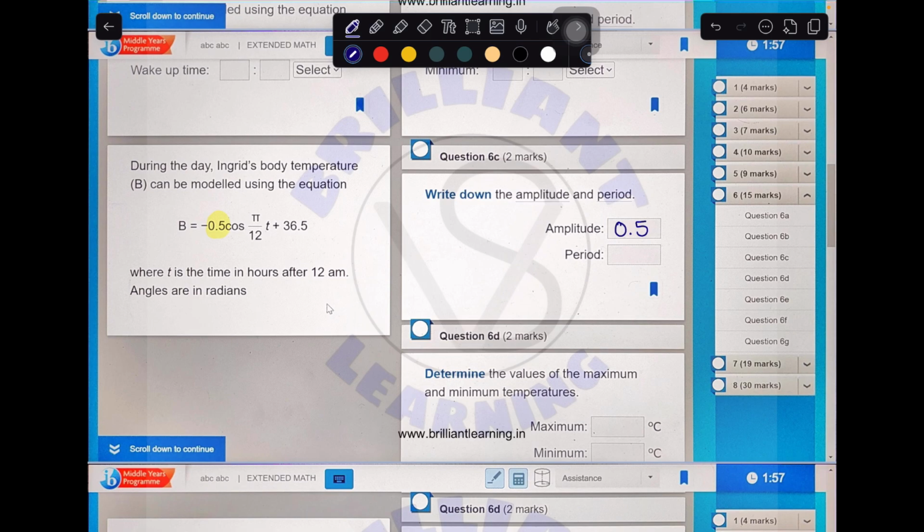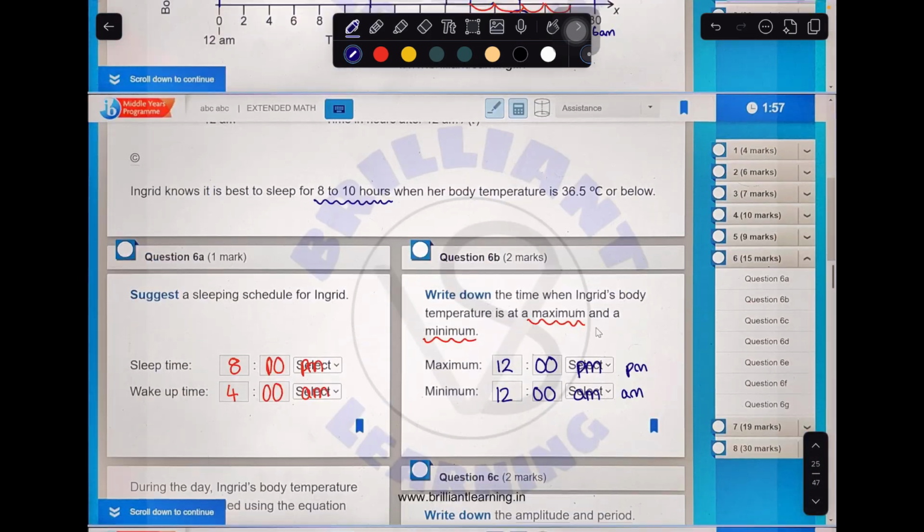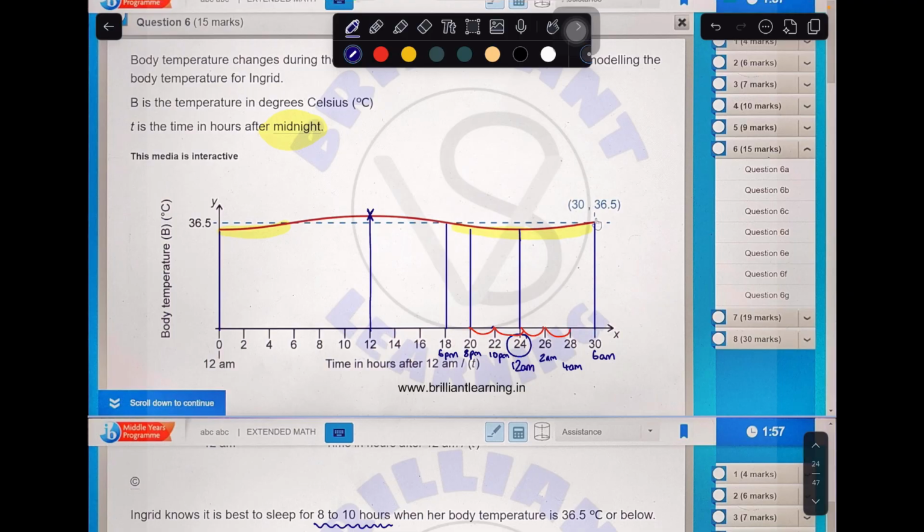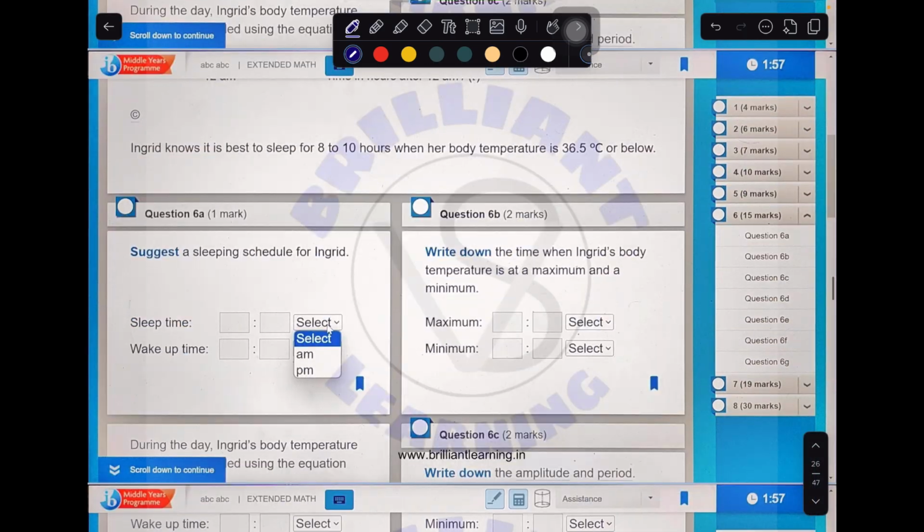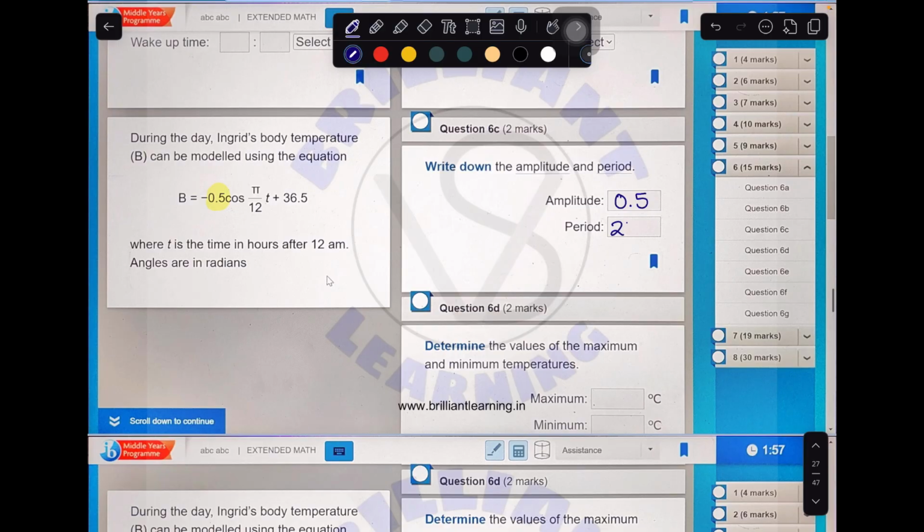And then for the period, if I just go back to the graph, it's easier to explain looking at the graph. If I pick this point here, at midnight, that is my start point. One period is one full cycle. So once it gets back to this point, that is a full period. I know that it gets back to that point at midnight, so after 24 hours. So the period for this cosine graph is 24.